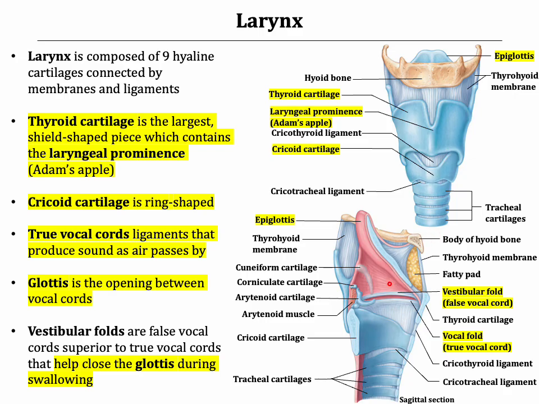Within, we have a couple different vocal cords. We consider some to be true, others are false or vestibular folds. The true vocal cords are ligaments that produce sound as air passes through them. The glottis is the opening between the vocal cords. We don't really have a great view of that. I'll show you it on the next page. But those false cords, or those vestibular folds, help to close the glottis during swallowing.